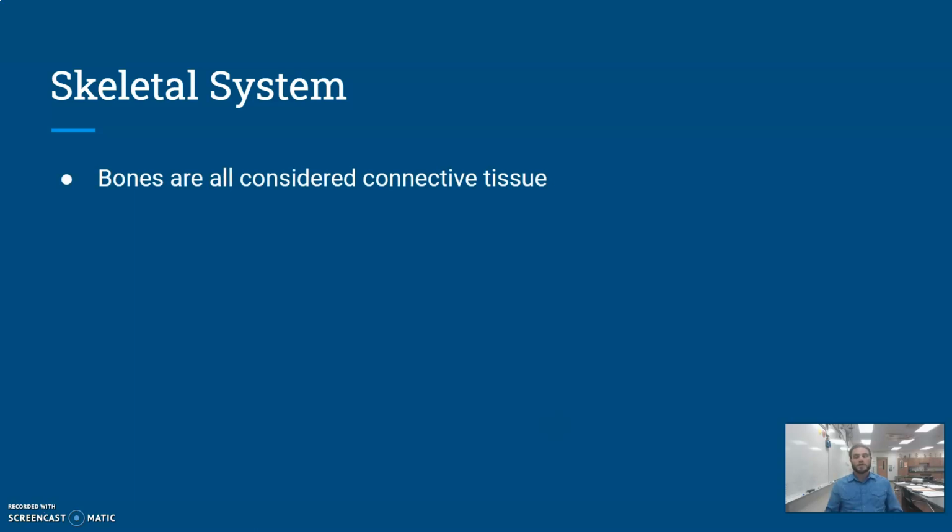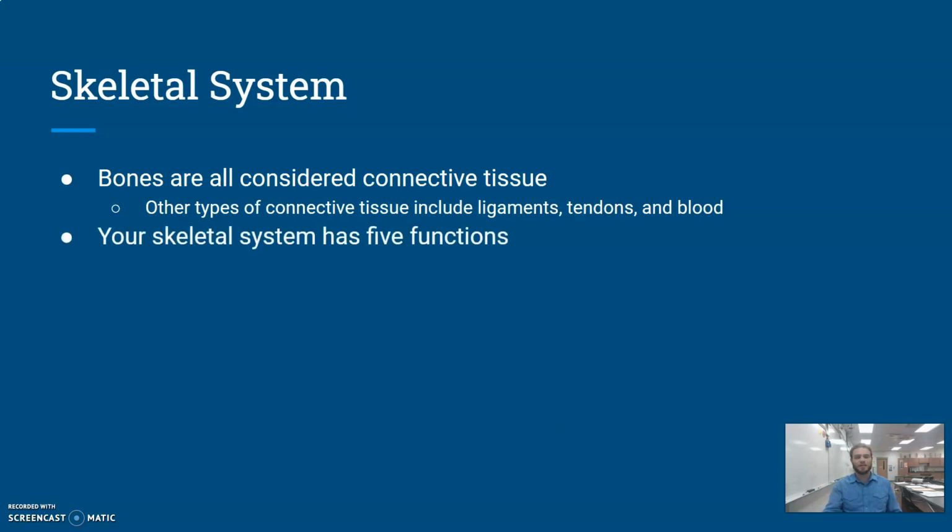So first thing, all bones are considered connective tissue. They are connecting parts of your body. Other types of connective tissues you can think of are more so what you would think of as connective, things like your ligaments and tendons. Blood is also considered a connective tissue, more so because blood just doesn't fit into any other tissue.